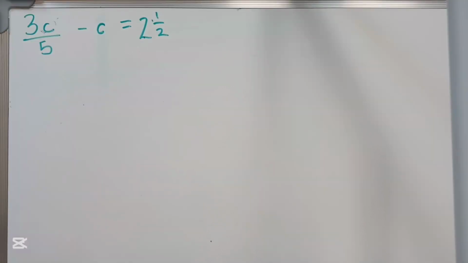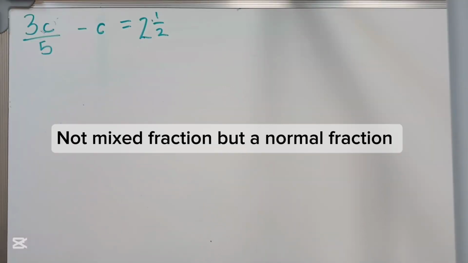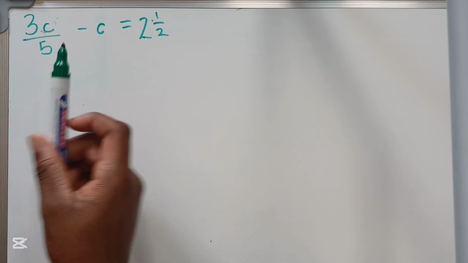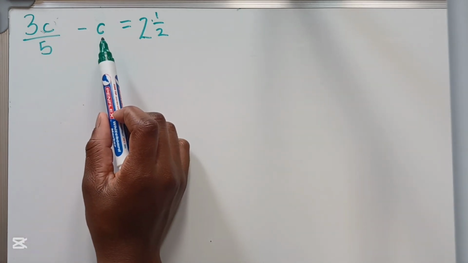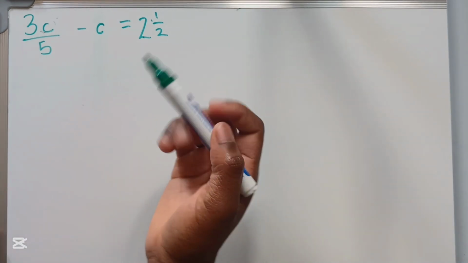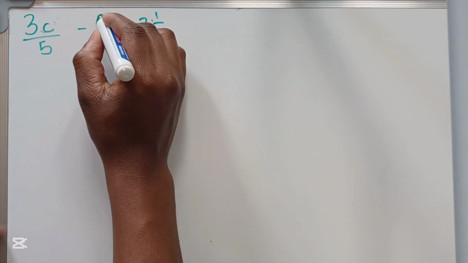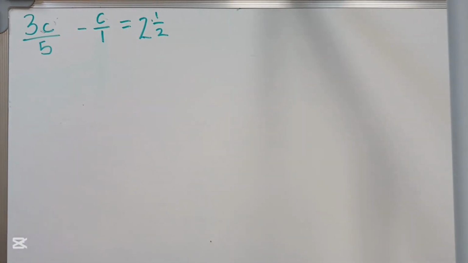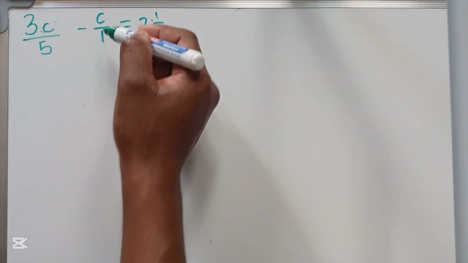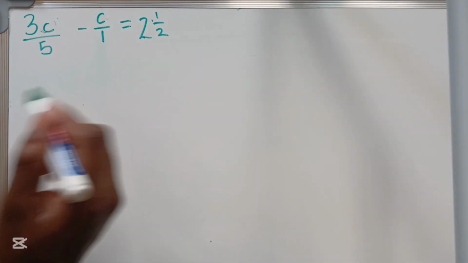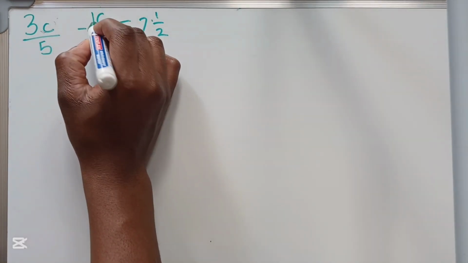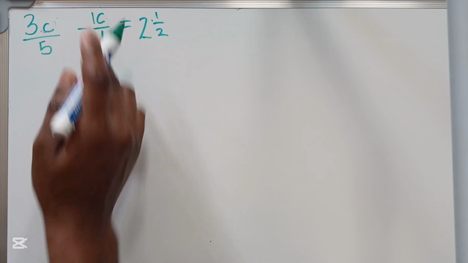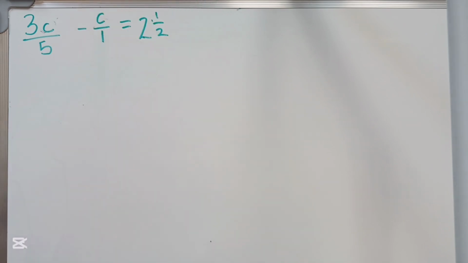Our next example, let's make sure that everything is in mixed fraction form. So we have this variable c. I can put this in fraction form by saying c over 1. It won't change its value because c divided by 1 will still give me c, because there's an invisible 1 here. So if I remove the 1's, the c just comes down as it is.